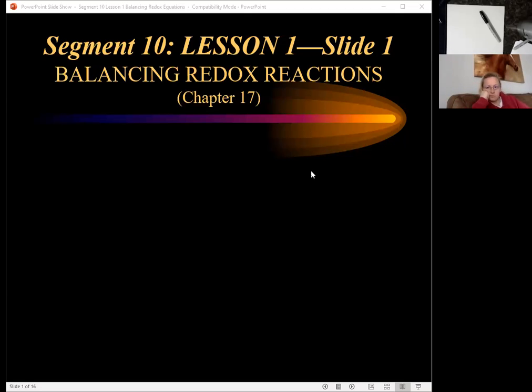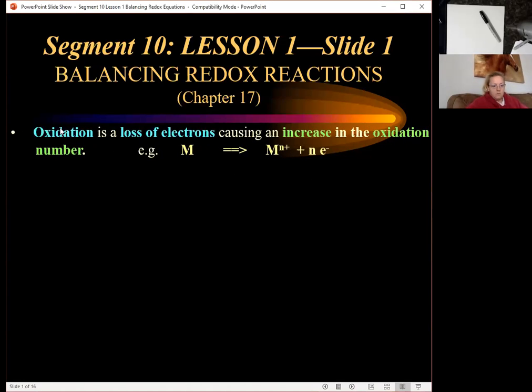Okay, we're going to start the unit on electrochemistry now. We do that by looking at equations that involve oxidation and reduction. Oxidation is defined as the loss of electrons causing an increase in the oxidation number.